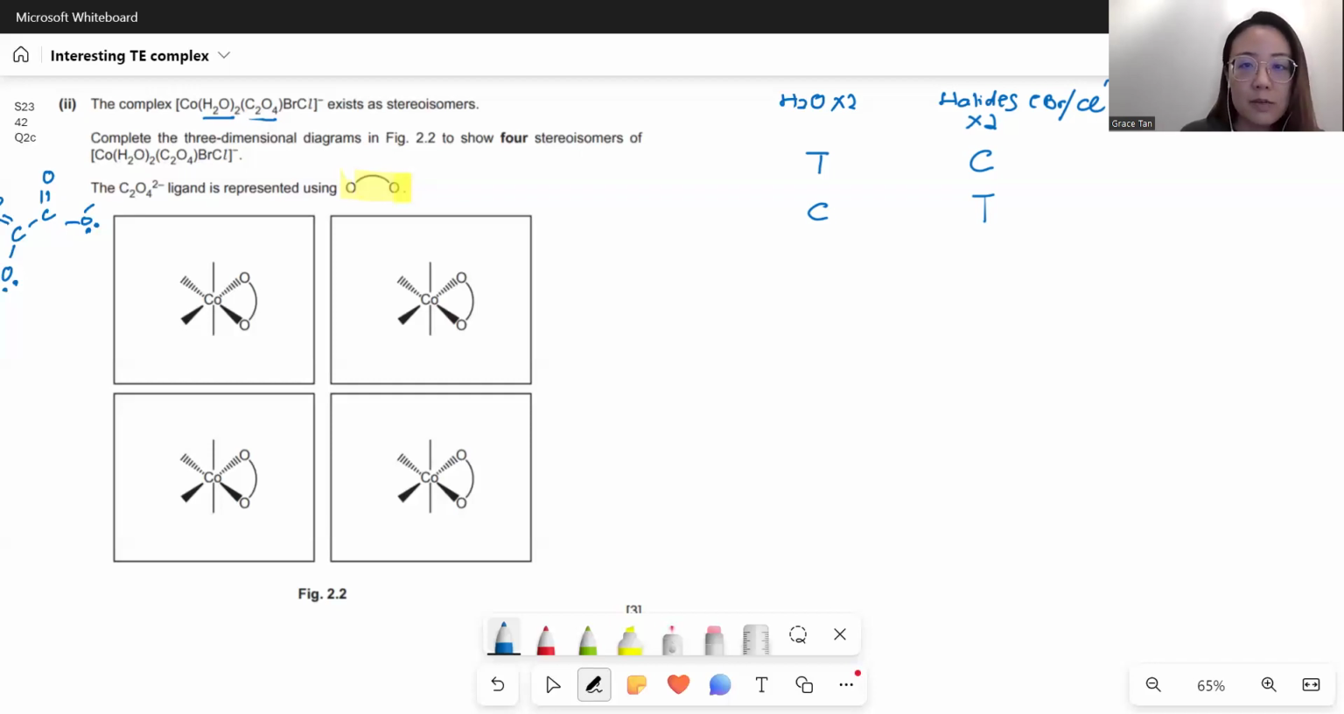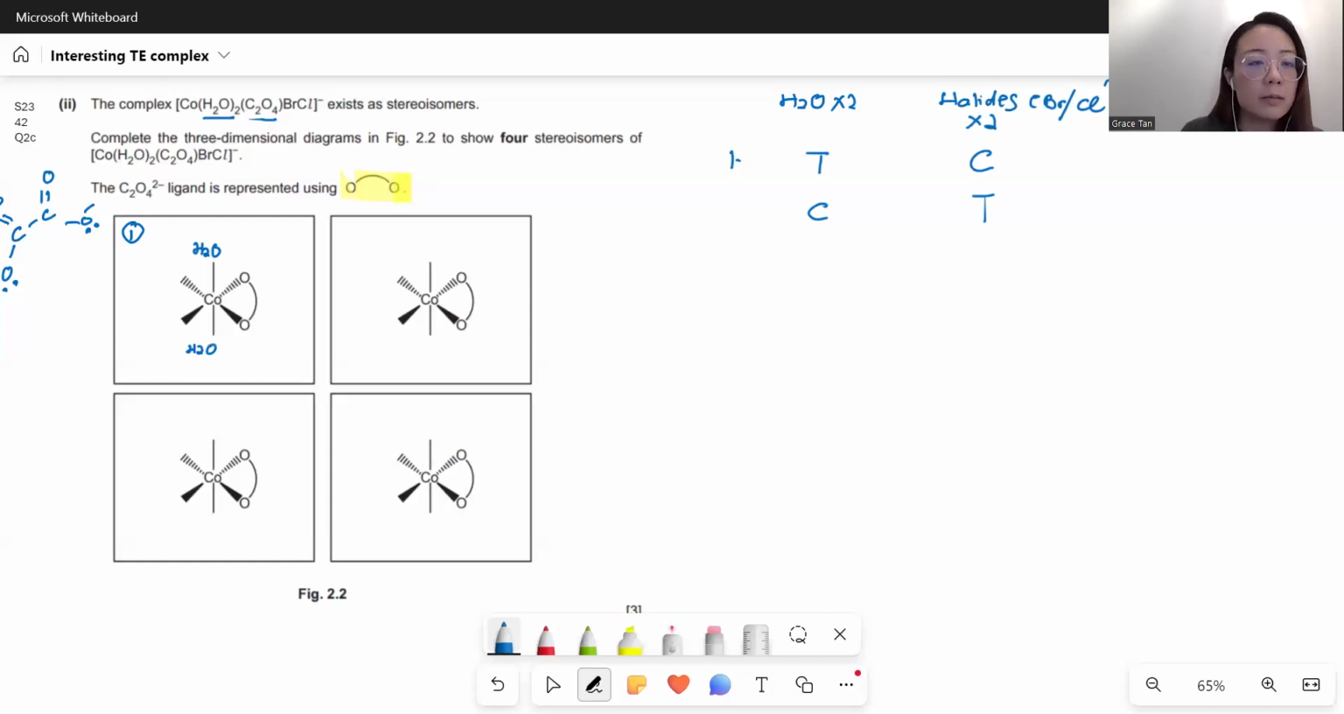Now, first I'm going to do number 1. I'm going to draw number 1 here. This is isomer number 1. First, I'm going to draw the 2 water molecules in a trans structure. So let's put the H2O here. Make sure you join the oxygen to the bond. So this is 2 water molecules in a 180 degree trans configuration.